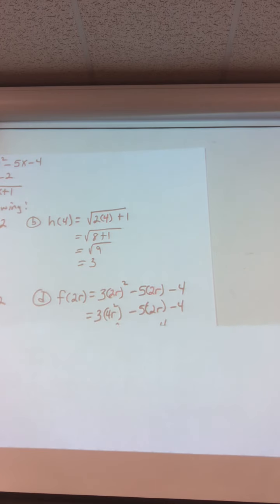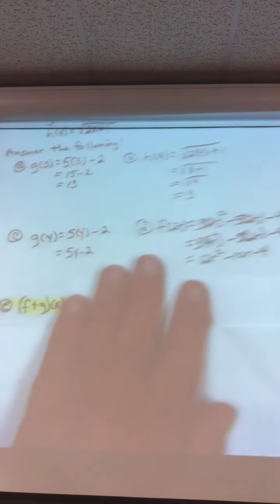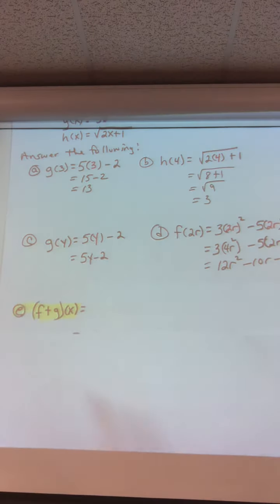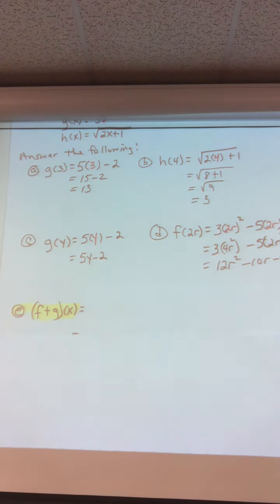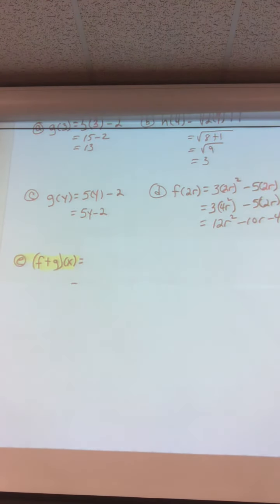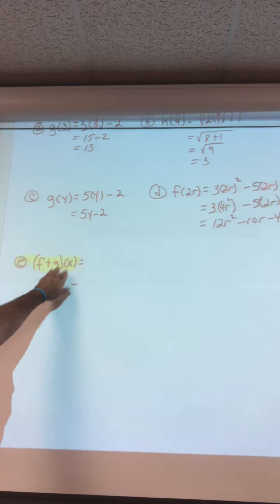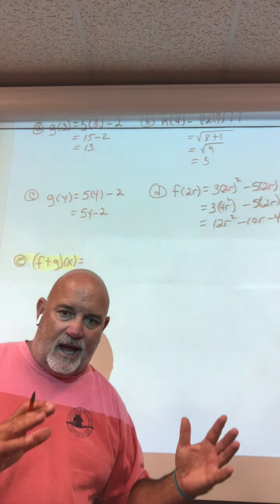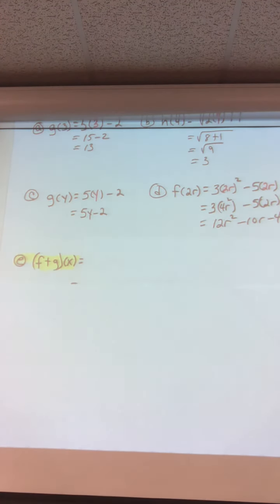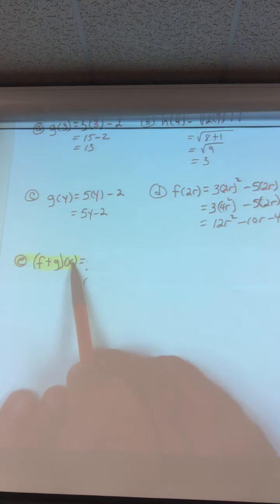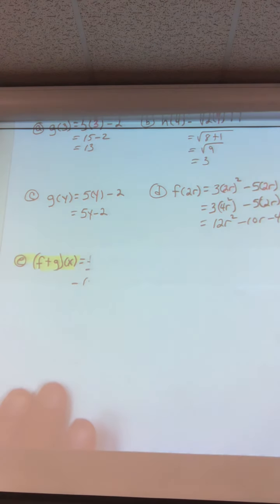So here's the question. The question is, find f plus g of x. Now, the first thing I want you to do, when it's written this way, is remember, this is the way it'll be written, but I want you to separate it out. So the first thing you should write, after the equal sign, put the equal sign, and it'll be f of x plus g of x. So just literally rewrite that.